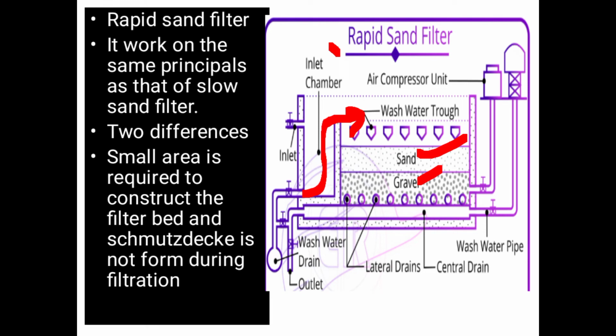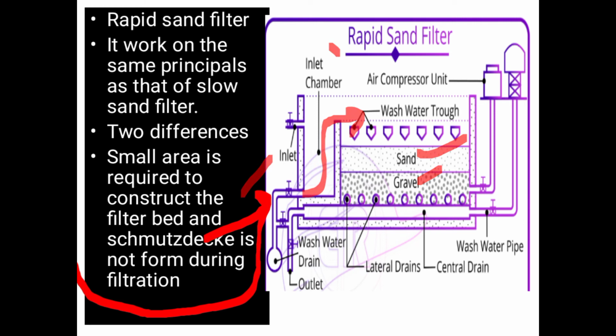But there are two differences you should remember between rapid sand filter and slow sand filter. Now the rapid sand filter requires a small area to construct the filter bed, and the second difference is that in the rapid sand filter there is no formation of smudge layer. You should note those two differences. They require small area and smudge layer is not formed.